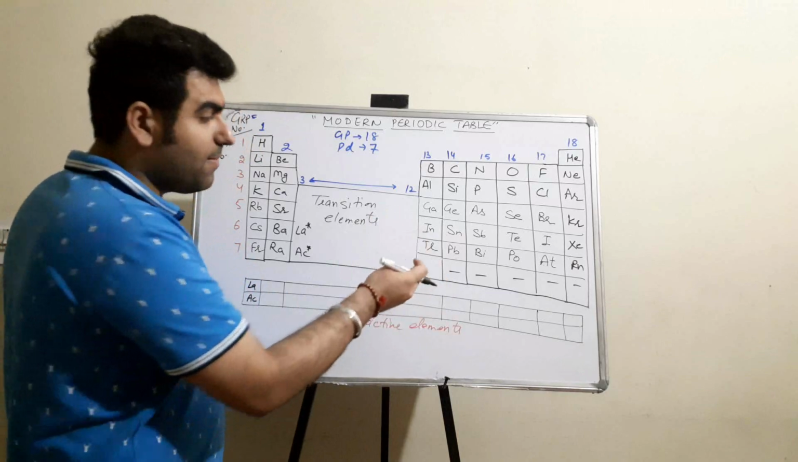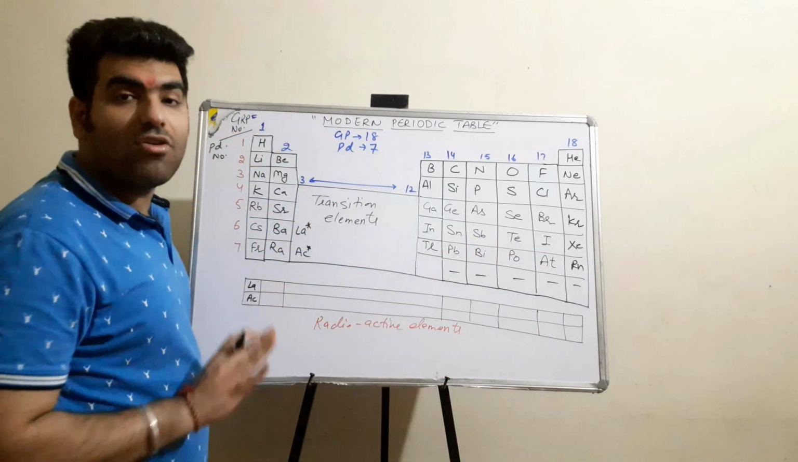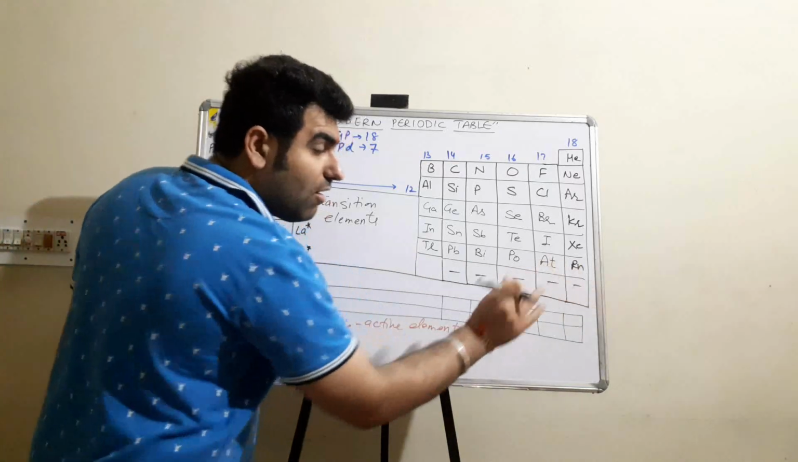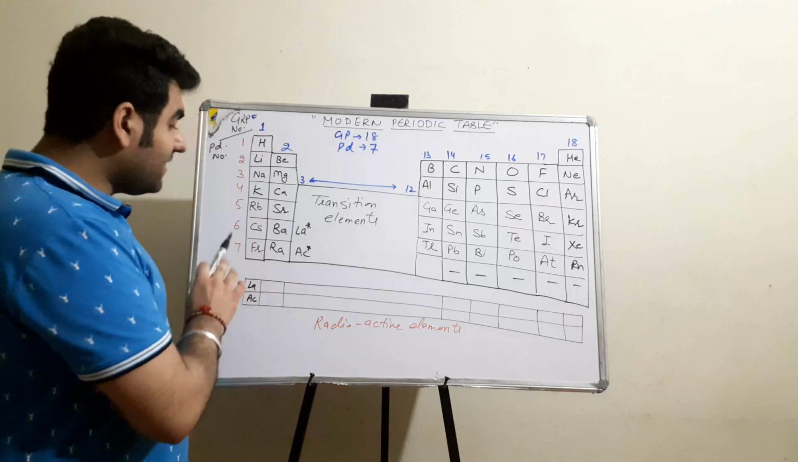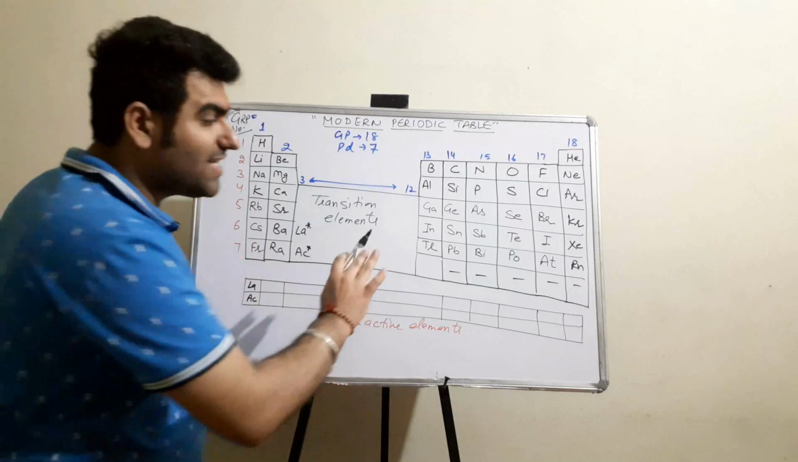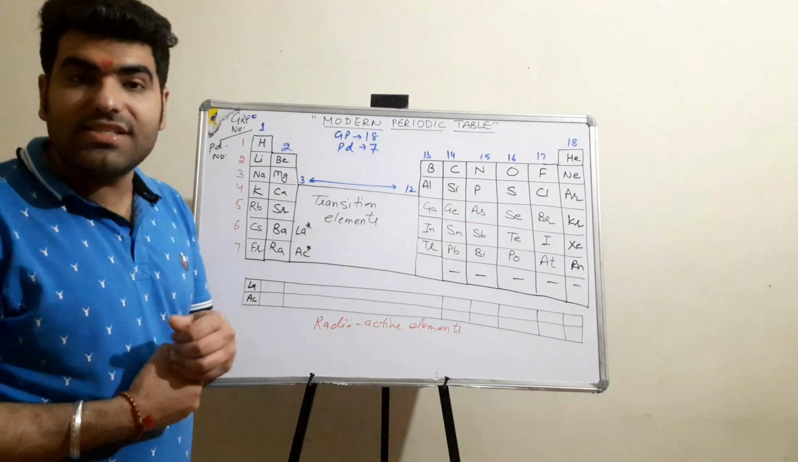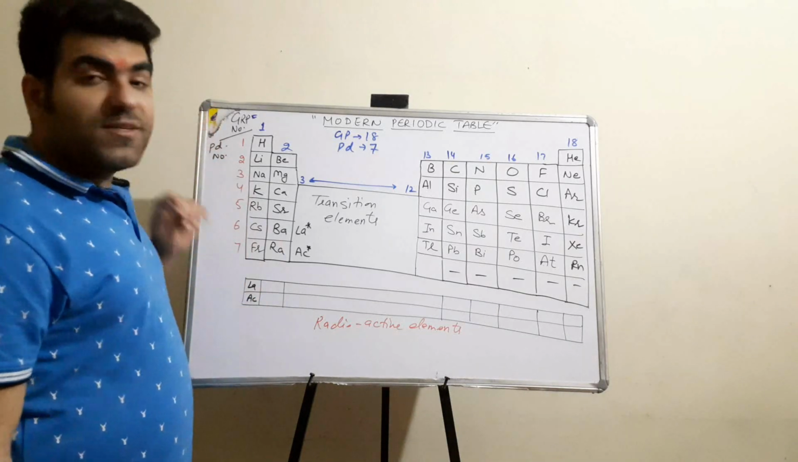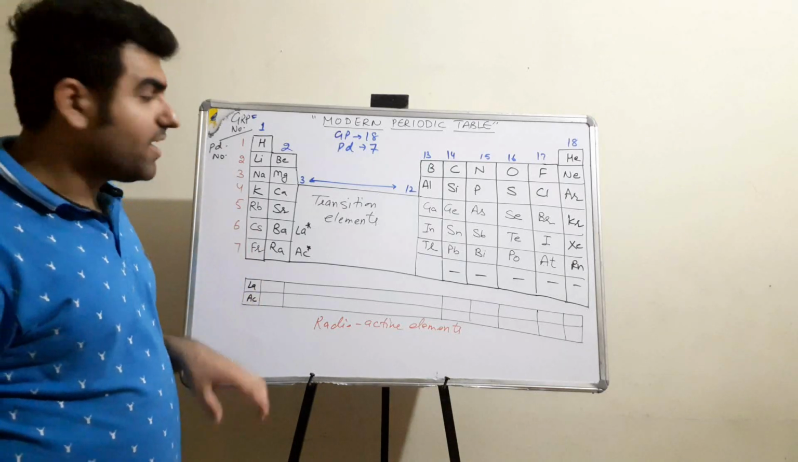Here are some elements, but there are no names for these elements. The names are there, but they are not yet discovered. Alright, so these are the empty spaces in the modern periodic table, and that is why this 7th period is incomplete. Now, let us discuss the two main questions that can be asked. Which period is the shortest period and which period is the longest period?